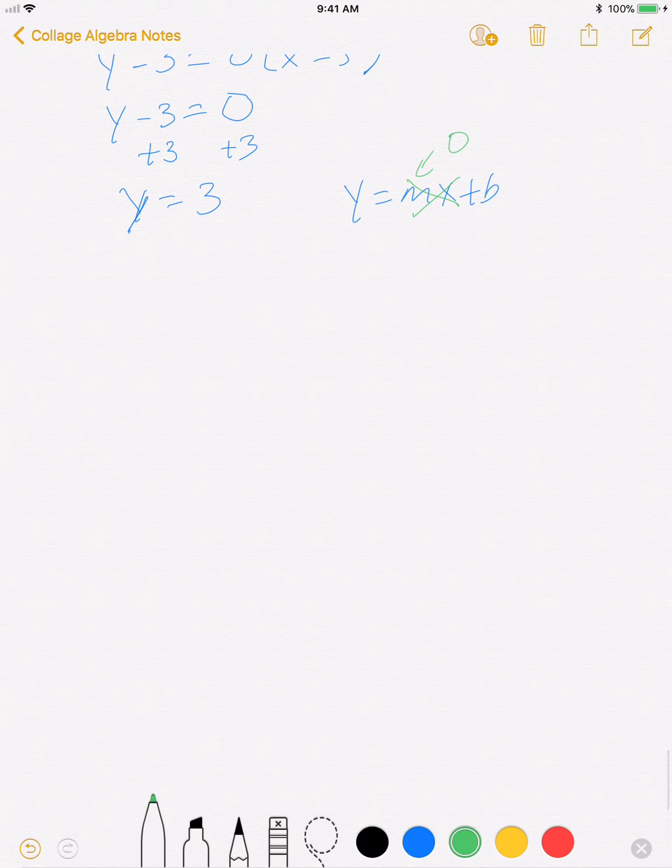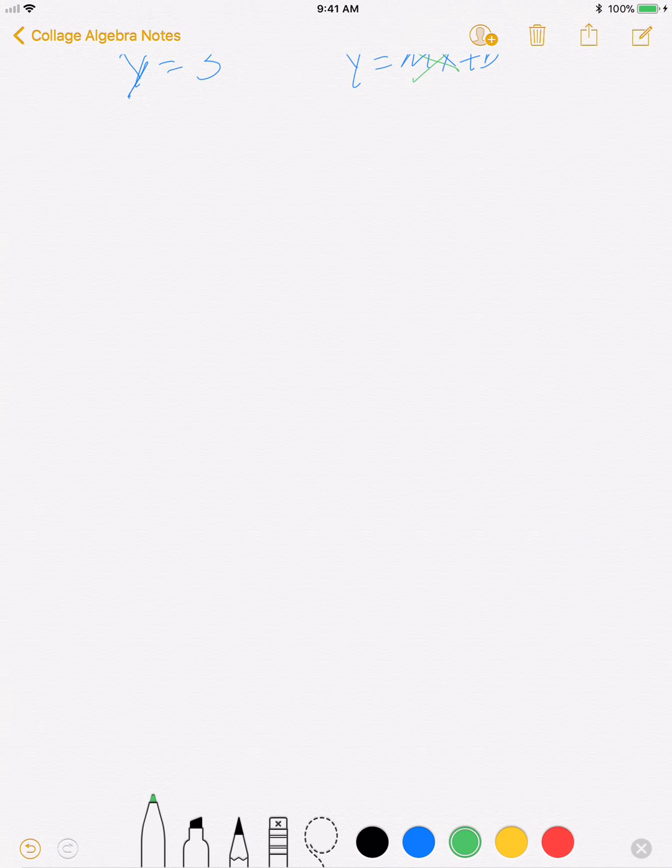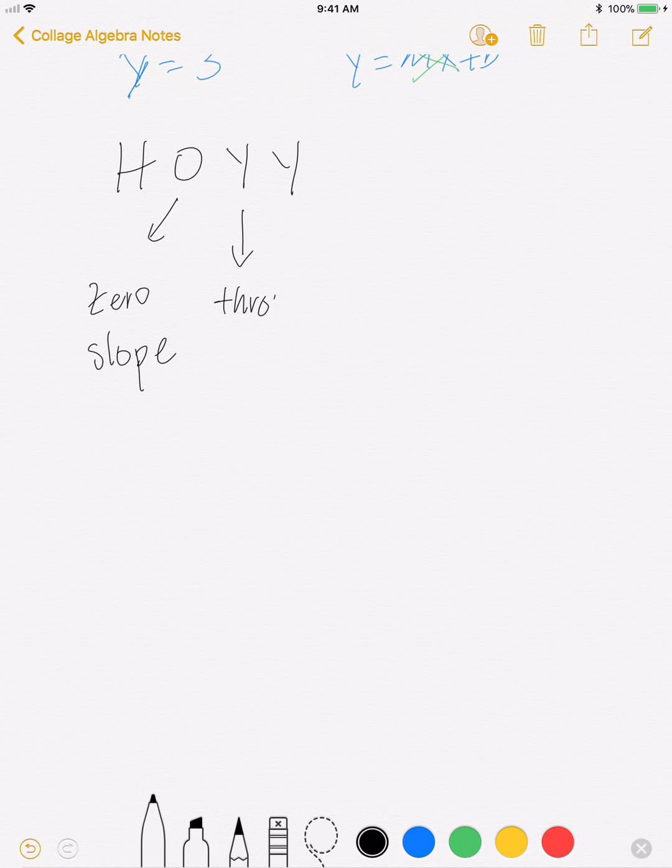Let's go ahead and summarize all of this right here. It's a nice little mnemonic. I think they're called mnemonics. Who knows, right? H, O, Y, Y. Horizontal lines always have 0 slope. They always go through the y-axis. And they only have y in their equation.